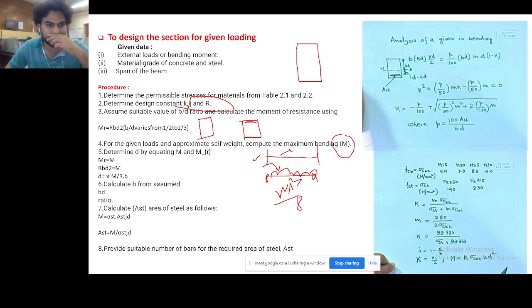And then directly D is equal to under root of M by R B. By shuffling it, you can directly calculate the depth of the beam, and you know the ratio here. As you selected, you can calculate the width also, which is B. And after that, calculate the A_st, the area of the steel, by M is equal to sigma ST A_st J D. Then we will provide a suitable number of bars for the required area of the steel. That is the typical process to solve the example.